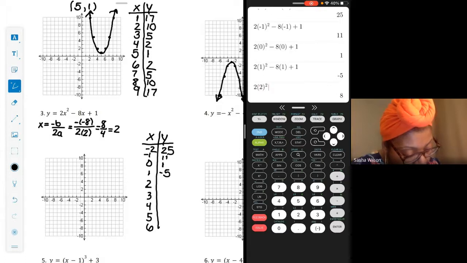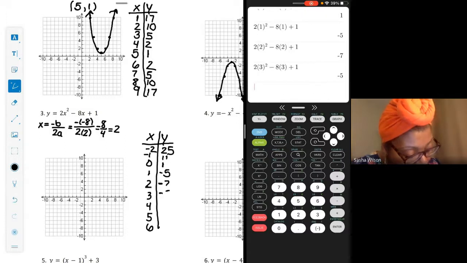And 2 should be our vertex. So it's either going to be our highest or lowest point. And since A is positive, it should be our lowest point. And hopefully as we plug in 3, we'll start to see our repeating pattern. But we never want to guess that we're going to see the repeating pattern. So we want to make sure that we're plugging in our numbers.